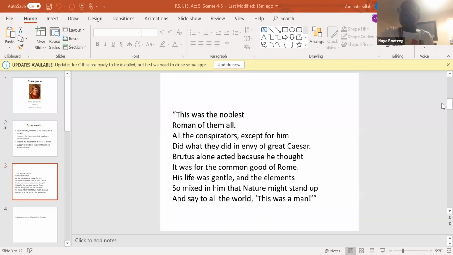Cassius, one second. Cassius said that... I lost my page. All right, so I'm going to just jump over to Bintu. Go ahead, Bintu.